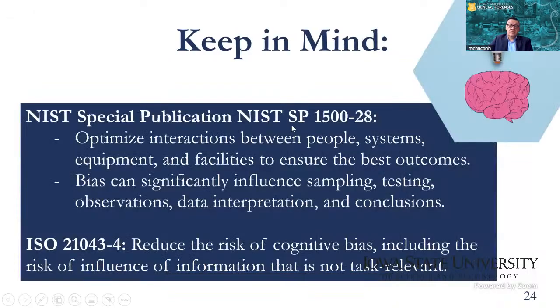Recently, NIST issued a special publication 1500-28 called Informational Scientific Primers for Officers of the Court, intended to strengthen use of forensic science evidence. This document highlights that, by addressing human factors across these areas, organizations can improve the quality of the results while reducing errors. Bias can significantly influence sampling, testing, observations, data interpretation, and conclusions.